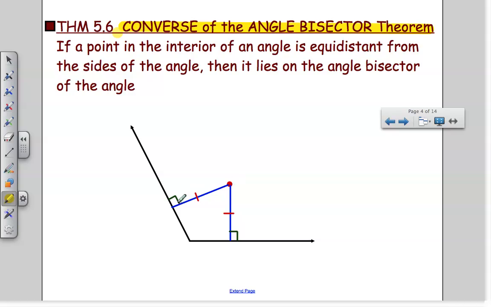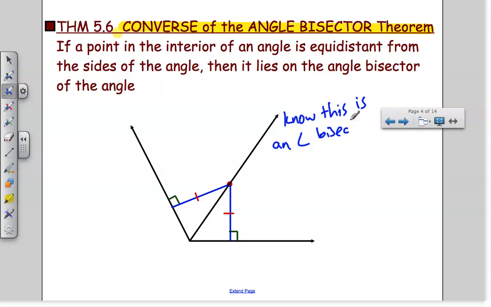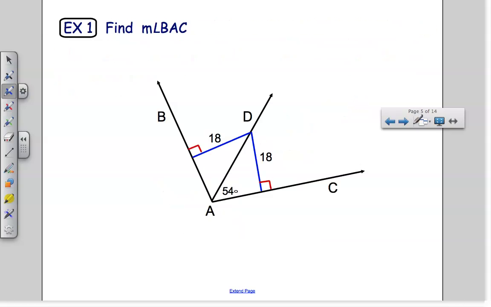If this point really is equidistant to the sides, and I know that because I see congruent tick marks at a right angle to the sides, then if I drew in a ray through that point, I know that's an angle bisector. Because if that point is equidistant to the sides, it must be on the angle bisector, and I could say that these two angles are congruent. So, the angle bisector theorem and the converse, let's put those to use.